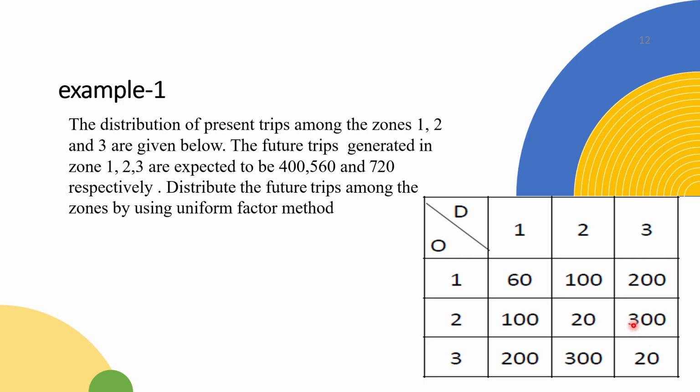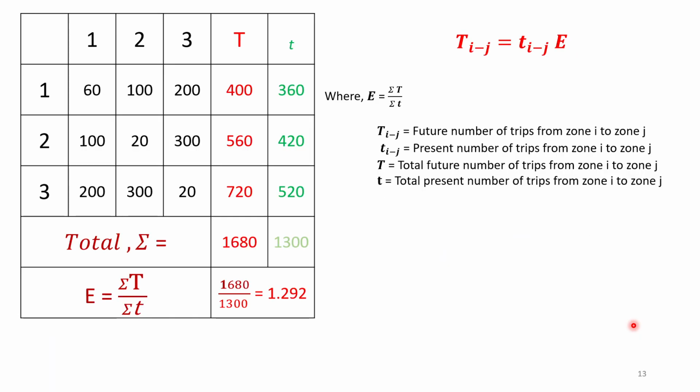So this is our basic OD matrix, the base year matrix. Now we are going to prepare a future OD matrix by using the uniform factor method. So in the uniform factor method, we just have to find out the total trips. Okay, for zone 1, the future trip as given in the question is 400, and we will calculate the present trip. Present trip is just the summation of all the trips in zone 1, 2 and 3. Okay, so for zone 1, 60 plus 100 plus 200, which are the trips starting from zone 1 towards zones 1, 2 and 3.